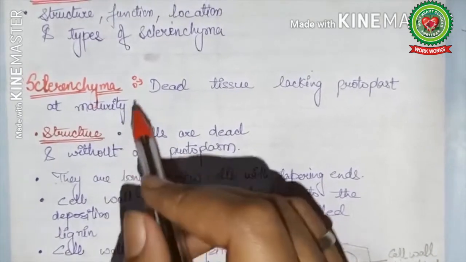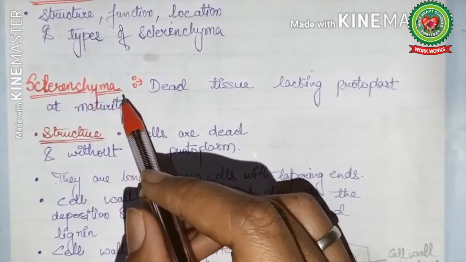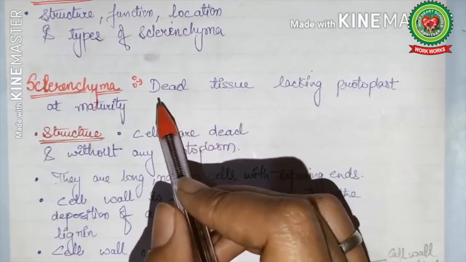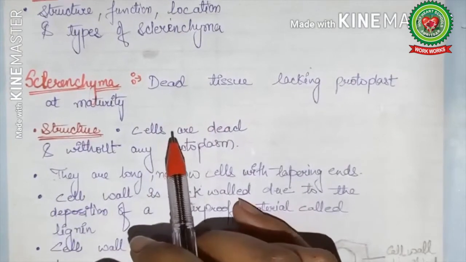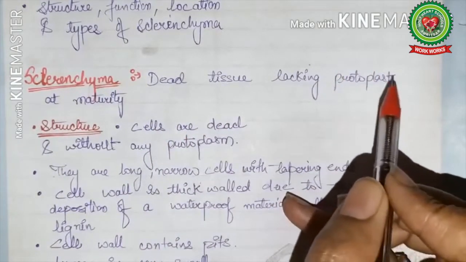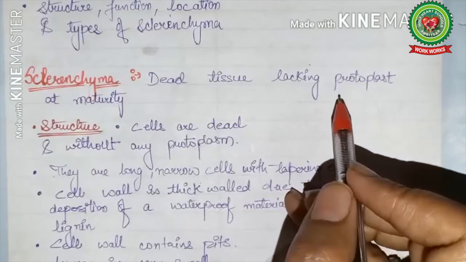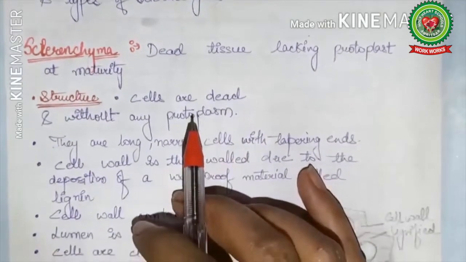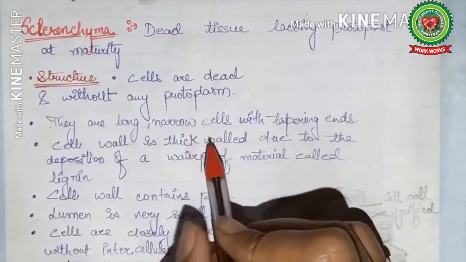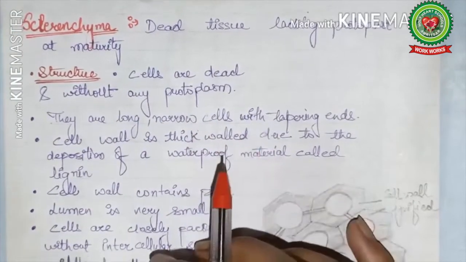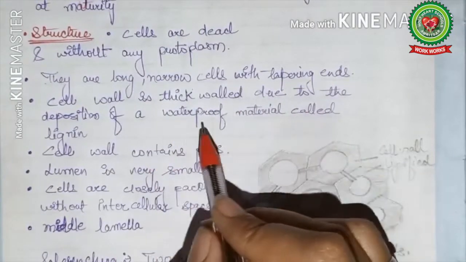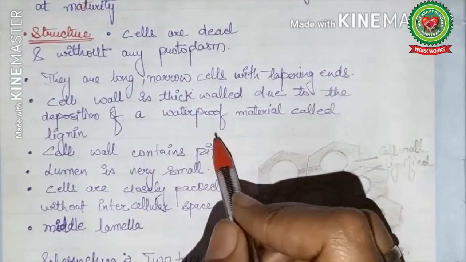First of all, what is sclerenchyma? Sclerenchyma tissue is actually the tissue which consists of dead cells, or we can say this is the dead tissue lacking protoplast at maturity. Now what is this protoplast? It is the living matrix present inside the cell. Now if we talk about the structure, cells are dead and without any protoplasm. They are long, narrow cells with tapering ends. Cell wall is thick walled due to the deposition of waterproof material called lignin.